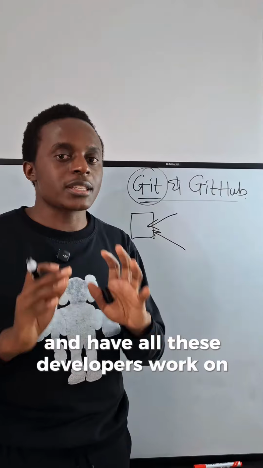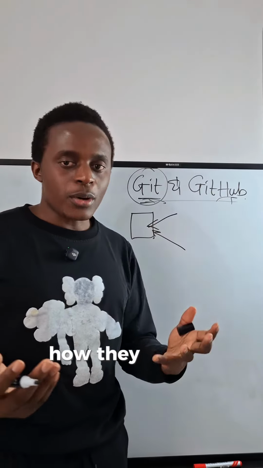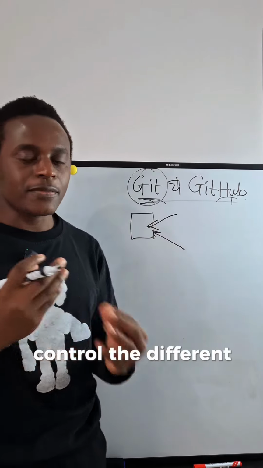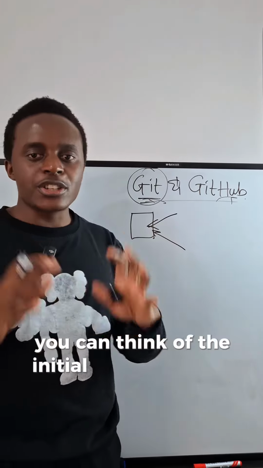To try to prevent that, we need a tool that is going to help us and have all these developers work on the same project together. That is where Git comes in, and GitHub as well. How they work is you use Git to control the different versions that you have in your project.